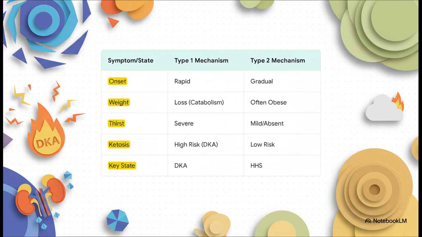That severe thirst and urination comes from osmotic diuresis, where so much glucose spills into the urine that it pulls water out with it. And that uncontrolled fat breakdown produces ketones, leading to the life-threatening state of diabetic ketoacidosis, or DKA. Mr. Garcia's path is totally different. The onset is gradual because insulin resistance develops over many years. He's often obese, which is a key driver of that resistance. And because there is still some insulin floating around, it's just enough to prevent that massive ketone production. So his risk of DKA is much lower.